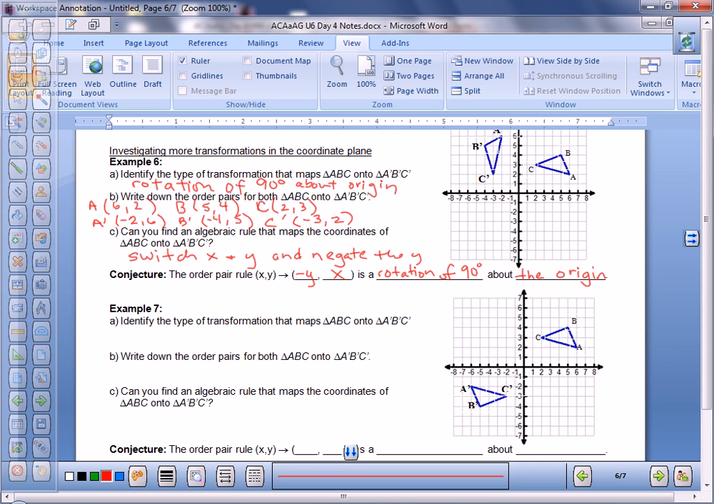So, example 7. Take a look at this one. How can I rotate this from here to here? A rotation of 180. Good. So, rotation of 180 about the origin.